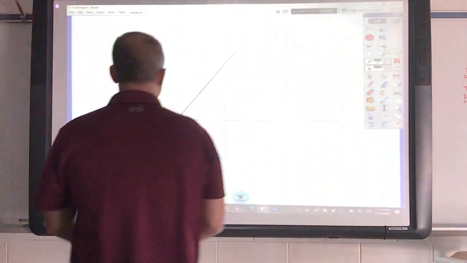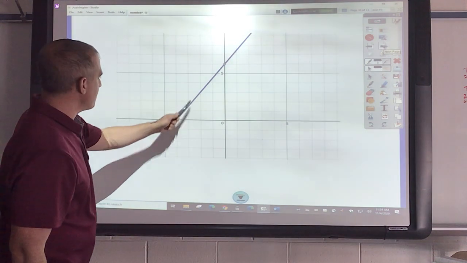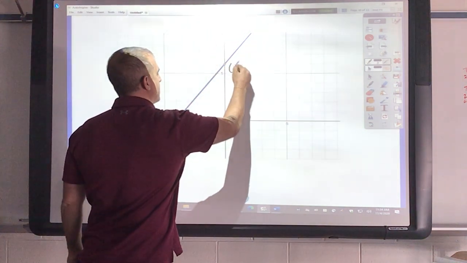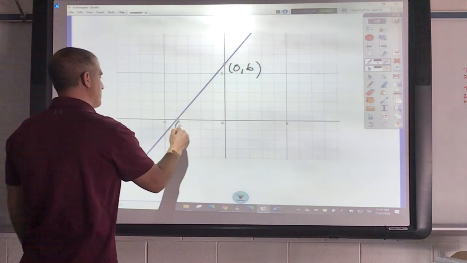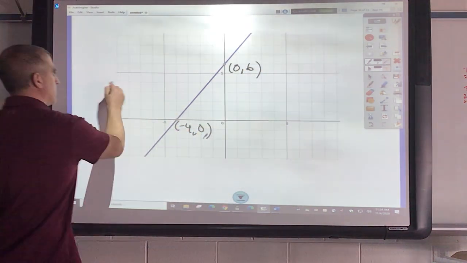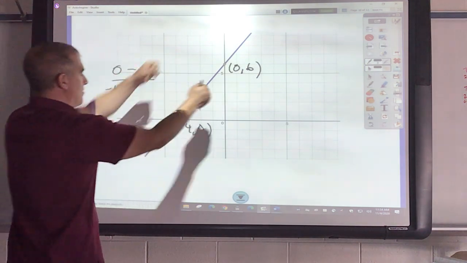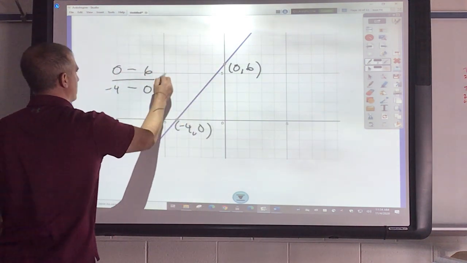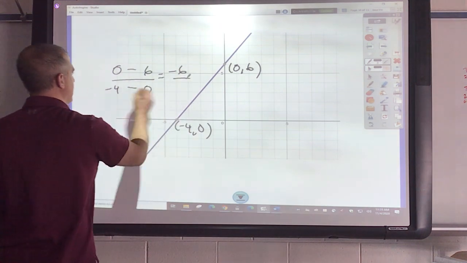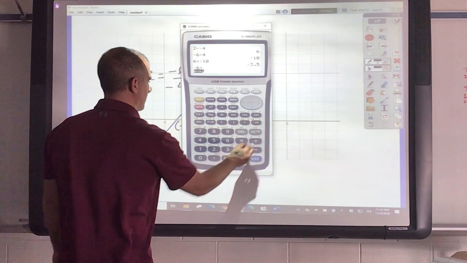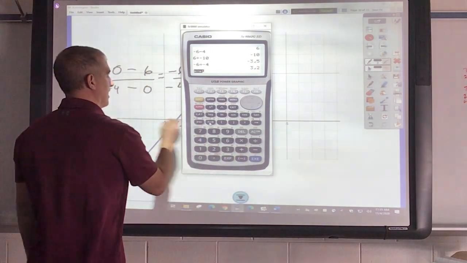All right, this one, I could use a bunch of different points, but I like these right here on the axis. This would be 0 over 6 up. This would be negative 4 over 0 up. Once again, turn the wheel. 0, negative 4, so I turn that one, turn that one. 0 minus 6 is negative 6. Negative 4 minus 0 is negative 4. Let's divide those in the calculator. I get 3 over 2.